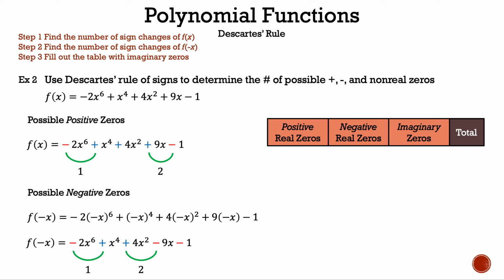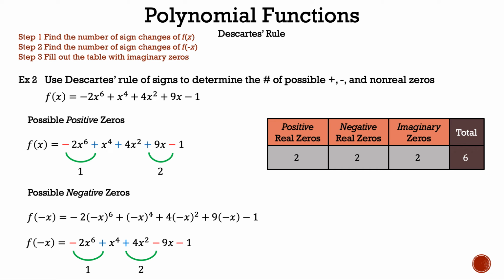Now, let's make a table with the positive, negative, and imaginary zeros. Don't forget to put the total. Let's put 2 for the positive and 2 for the negative. Our total for this example is 6. Why do we think that is? That's correct. The degree of this function is 6. So how many imaginary zeros do we have in this case? That's correct, 2, because 2 plus 2 plus 2 is 6.